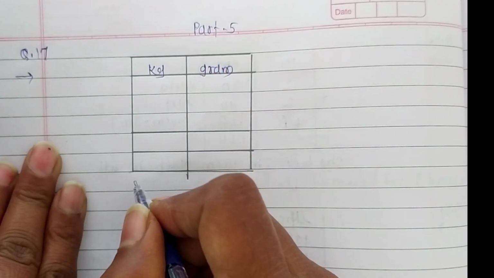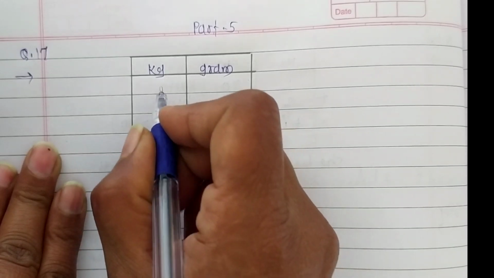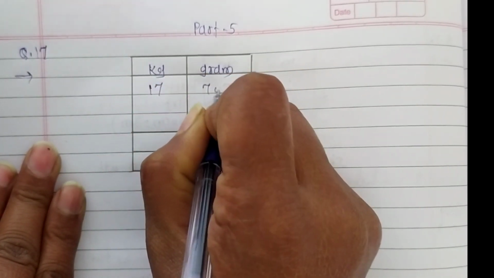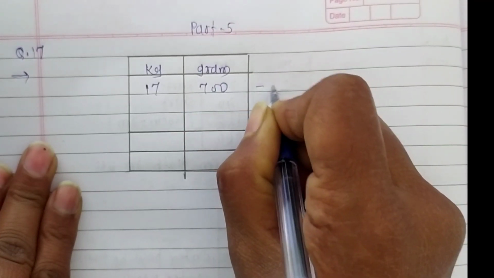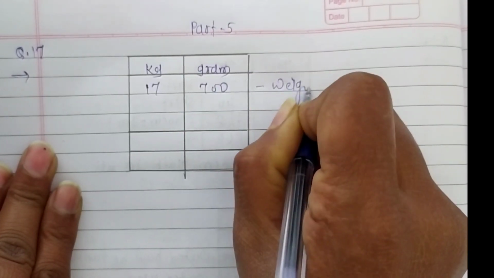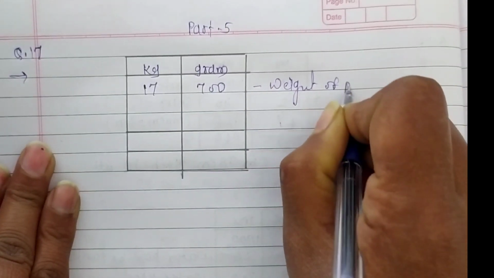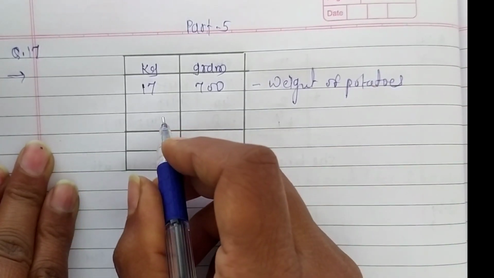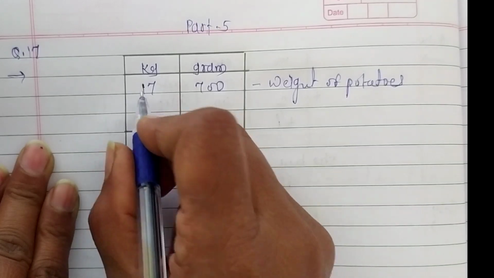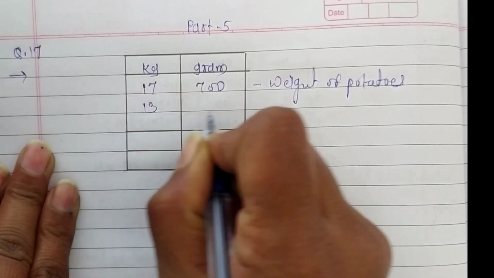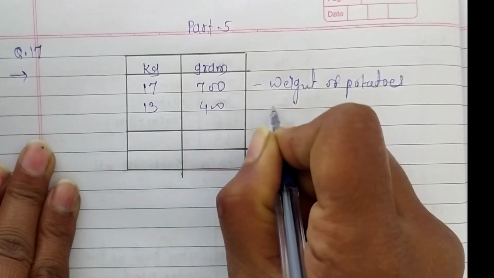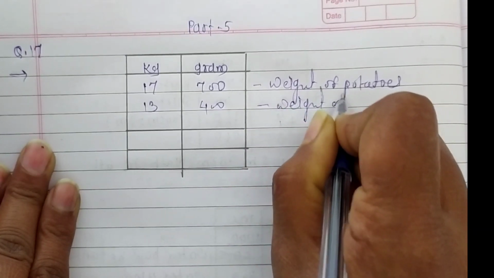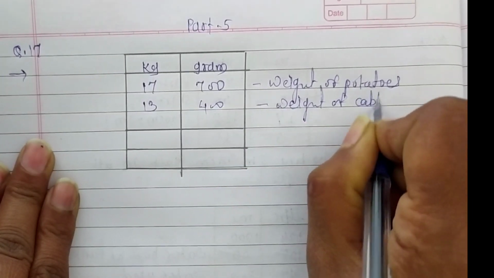Now the weight of potatoes is 17 kg and 700 grams, and then 13 kg and 400 gram. This is the weight of cabbage.